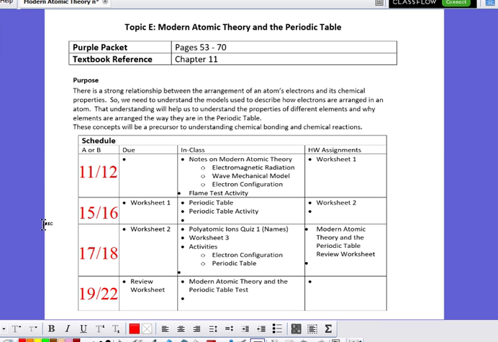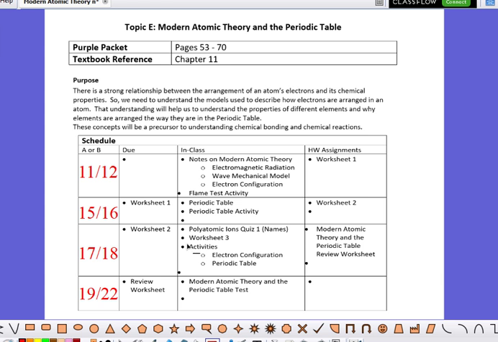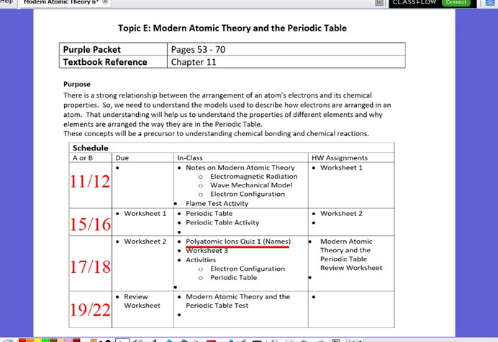Before we get too far into the notes, I want to point this out right here. Let's actually kind of underline it or something like that. Here you go. Polyatomic ion quiz 1, the names, that's on the 17th and 18th. More on what that means, but write that down, highlight that, put that on your calendar. We'll talk about that in just a second.